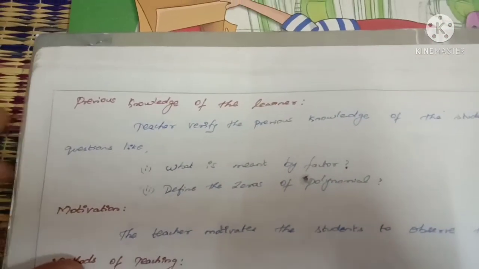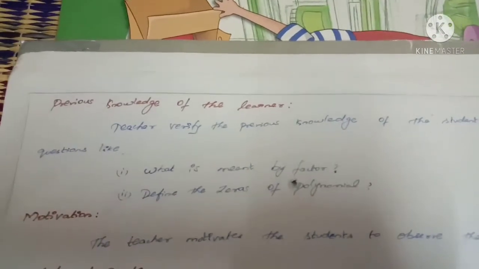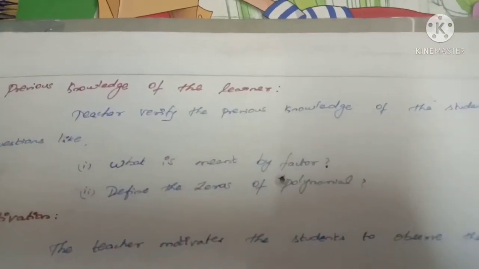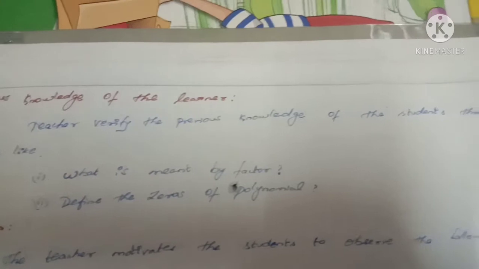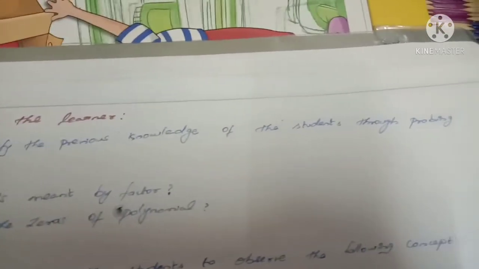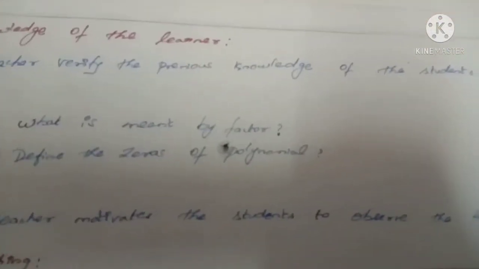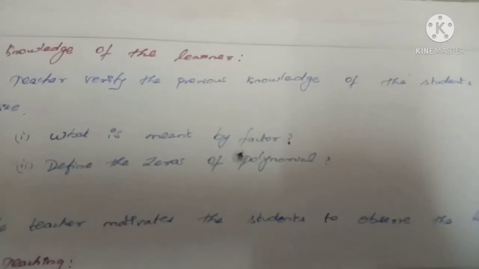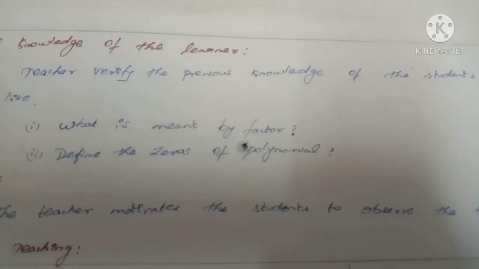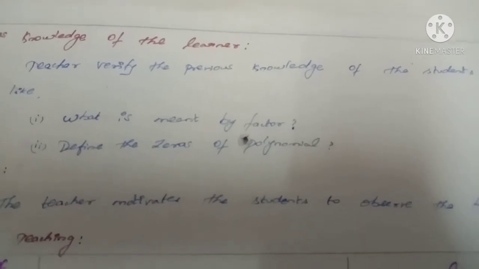Next, previous knowledge of the learner. Teacher verifies the previous knowledge of the students through probing questions like what is meant by factor? Define the zeros of polynomial.